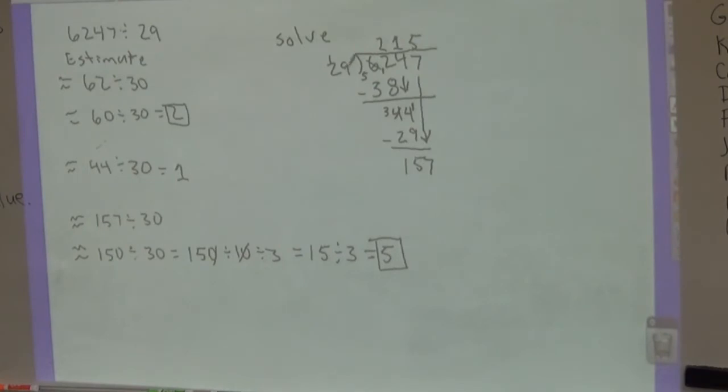5 times 9 equals 45. 5, carry the 4. 5 times 2 is 10, plus the 4 equals 14. 7 minus 5 equals 2. And 5 minus 4 equals 1. And that is the remainder.